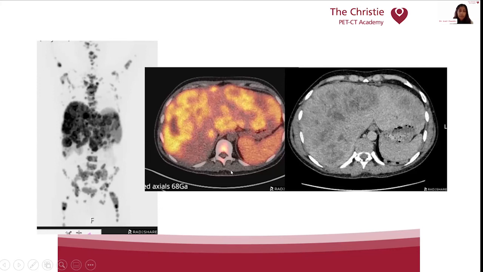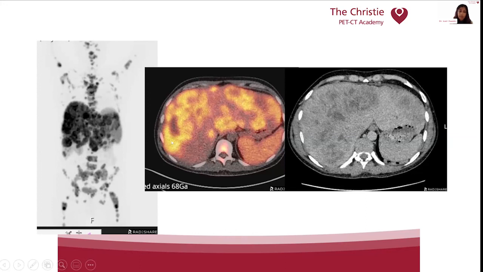So this is an important point to stress here, as I said previously: the lesions have to be tracer positive for the patients to be considered for PRRT. In a patient like this who has so many liver lesions, you have to interrogate the CT and the gallium PET CT together to make sure that the lesions are actually avid or tracer positive.